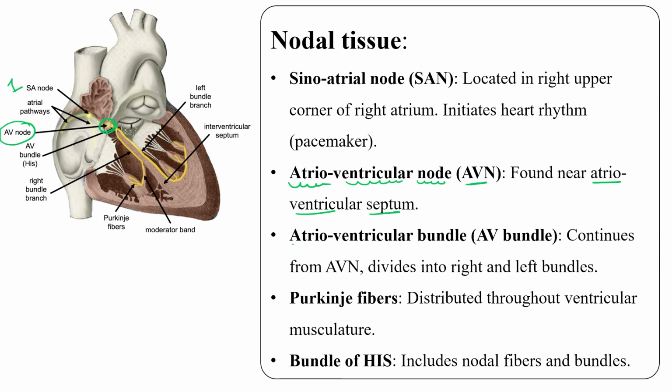Third one is AV bundles, atrioventricular bundles. These atrioventricular bundles continue from this AV node. From here, the AV node goes into the right and left side, and divides the ventricle into right and left. This yellow one comes over here, and this one comes over here. This is known as the atrioventricular bundle.